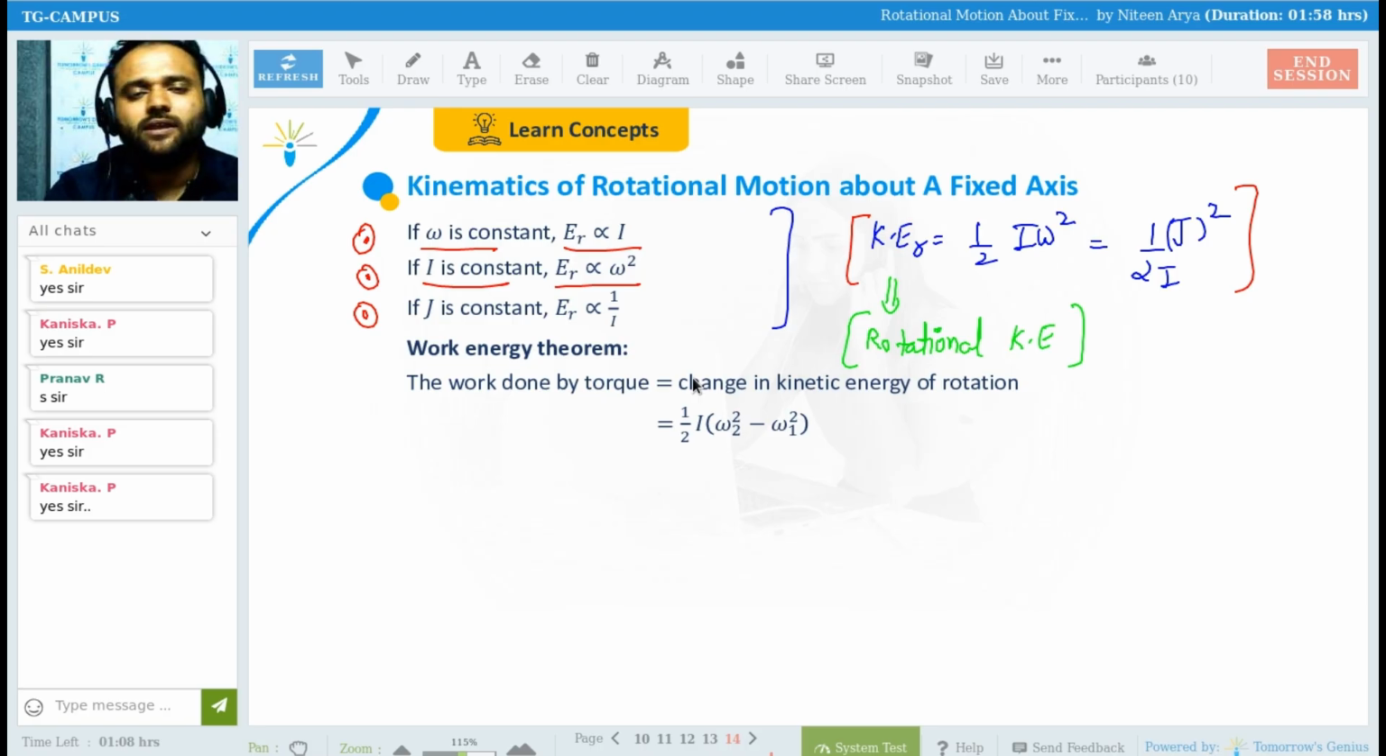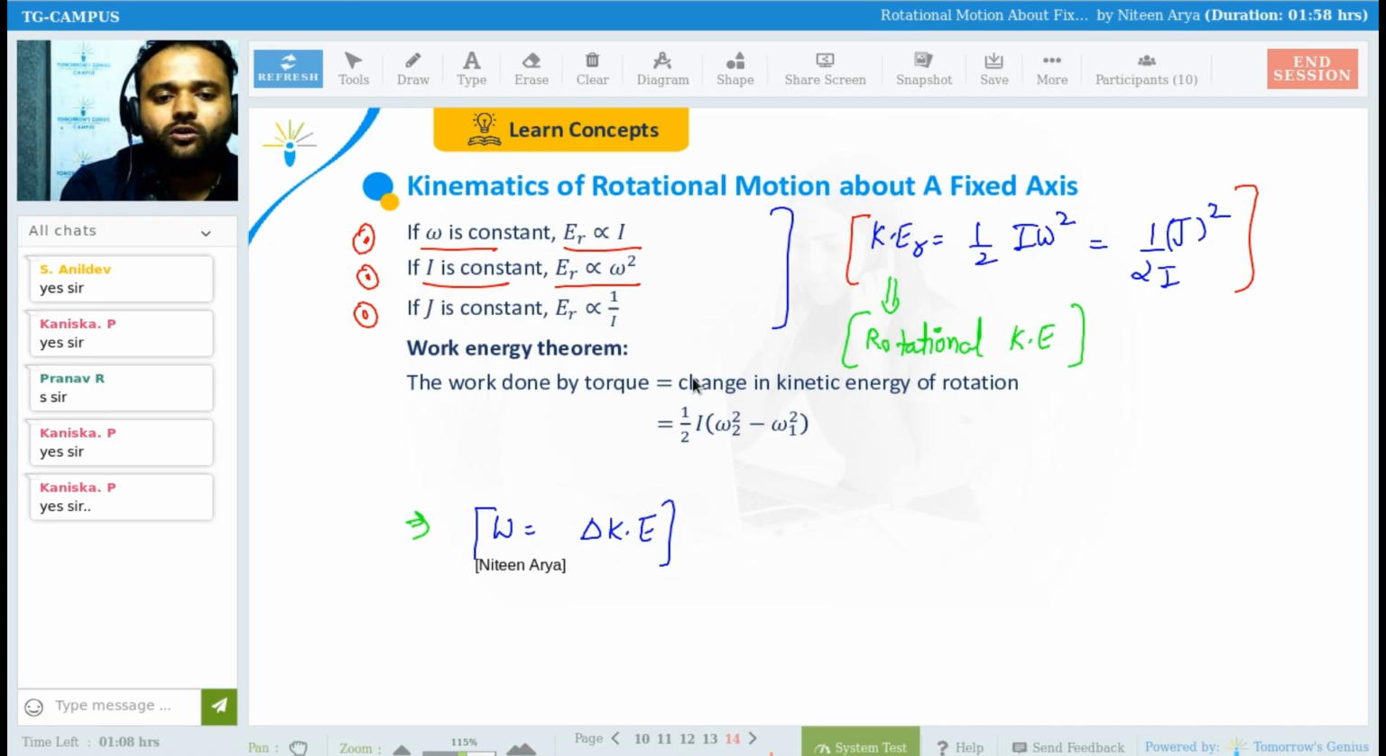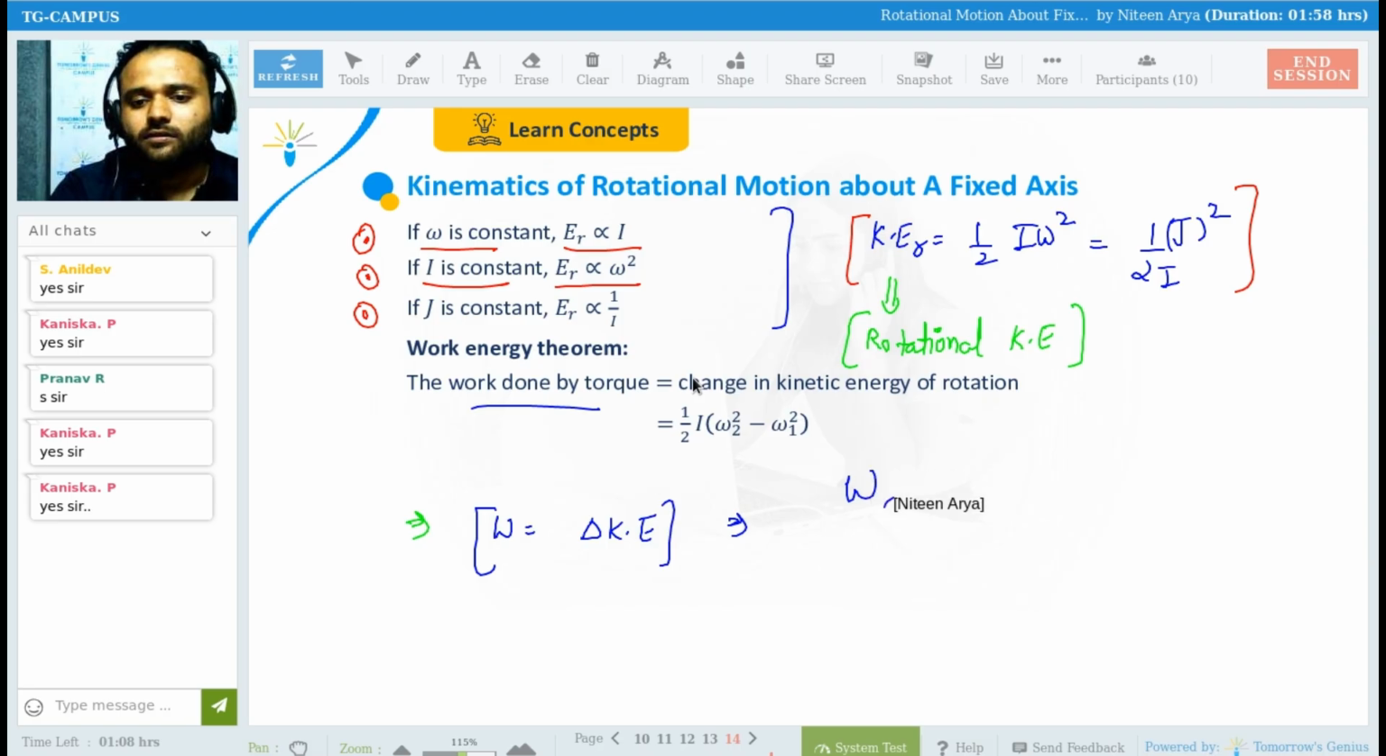Work energy theorem, same thing. Like we know the work energy theorem states that work done can be stated as a change in kinetic energy. So here also we can define work done by torque. I'm going to write it this way: it is nothing but change in rotational kinetic energy, and that is 1 by 2 I (omega 2 square minus omega 1 square).